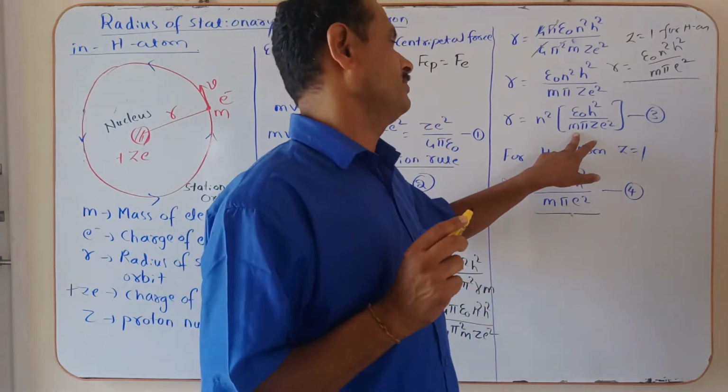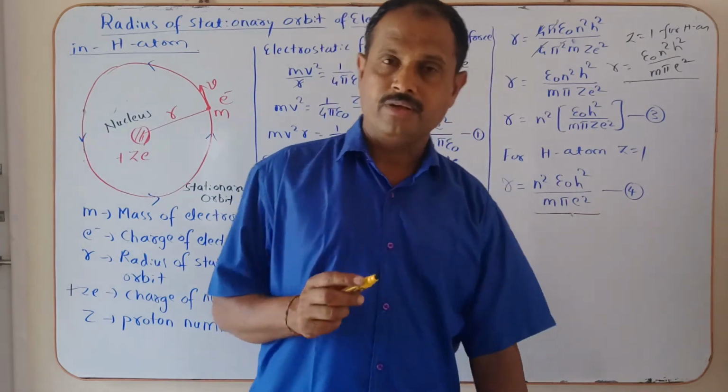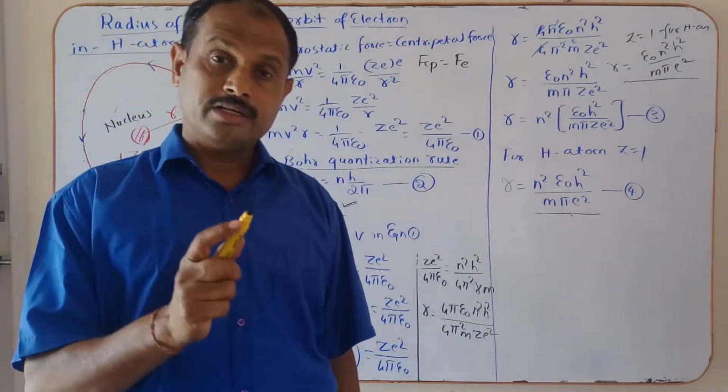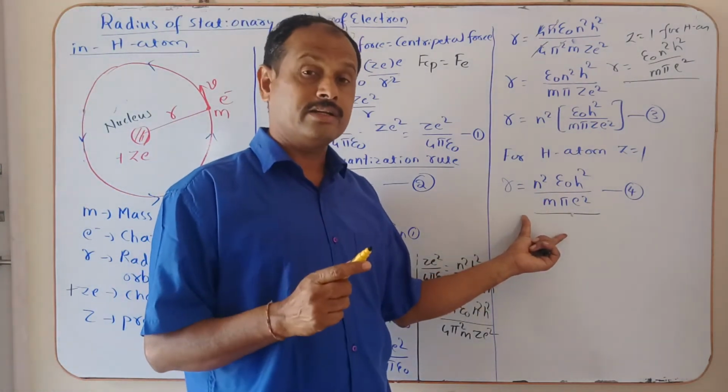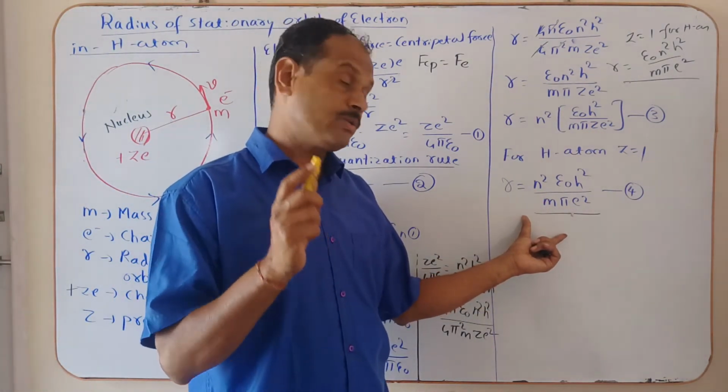This is for any atom, but this is particularly for the hydrogen atom. Z equal to 1, when we take it, that indicates it is said to be the hydrogen atom.